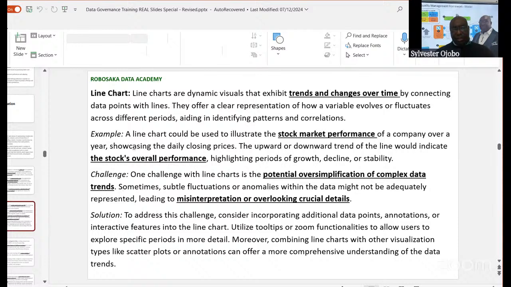So what are the challenges you normally see in a line graph? One of the challenges is the potential oversimplification of complex data. It makes it simple, but it could be oversimple with respect to the trends and patterns. Sometimes subtle fluctuations or anomalies within the data might not be adequately represented, leading to misinterpretation or overlooking crucial details.